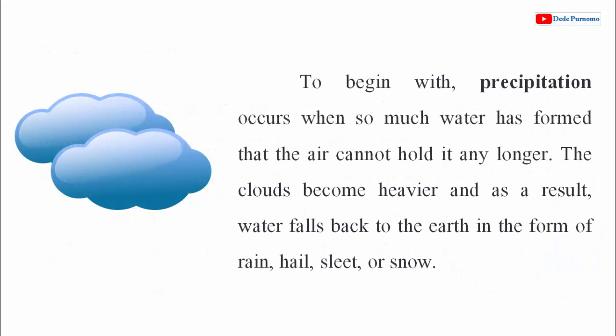To begin with, precipitation occurs when so much water has formed that the air cannot hold it any longer. The clouds become heavier, and as a result, water falls back to the earth in the form of rain, hail, sleet, or snow.